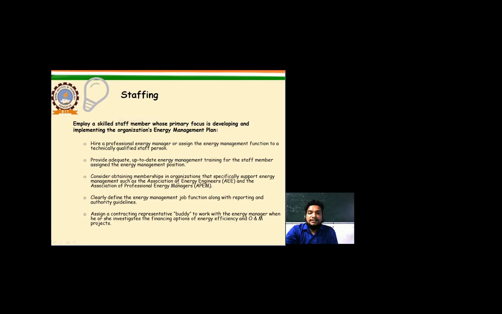Then we will consider membership in organizations that specifically support energy management, such as the Association of Energy Engineers and the Association of Professional Energy Managers. Now, clearly define the energy management job function along with the reporting and authority guidelines. Now we will assign a contracting representative and a body to work with the energy manager when he or she investigates.